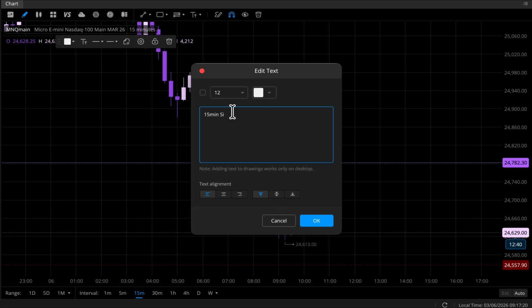This is a supply zone because there is selling pressure coming out of it. If it was a demand zone, buys would be coming out of it.